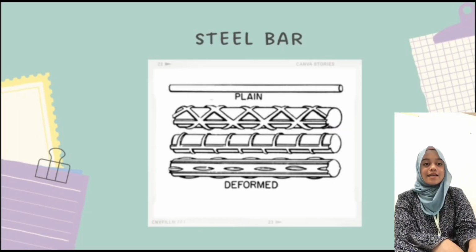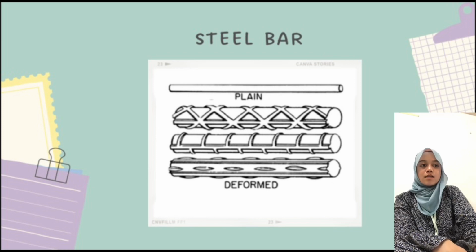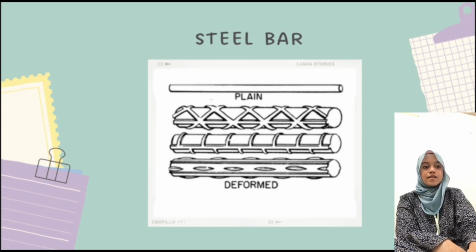Second is deformed steel bar. These are high-yield strength deformed bars having long ribs or deformation on their surface, reducing slippage in concrete and increasing the bonding between concrete and steel. Deformed steel bar has better properties than plain steel bar.